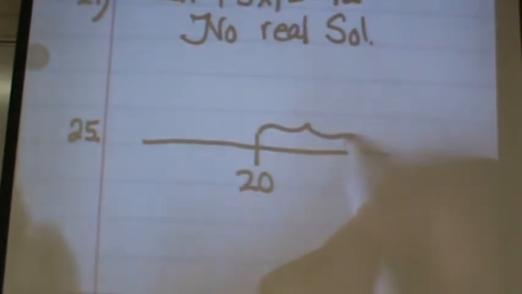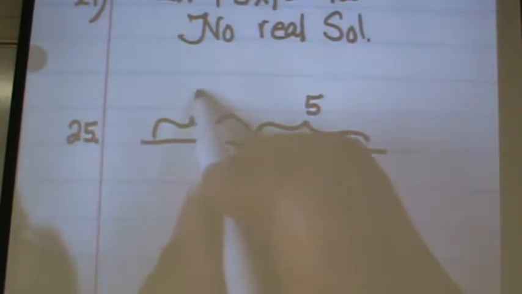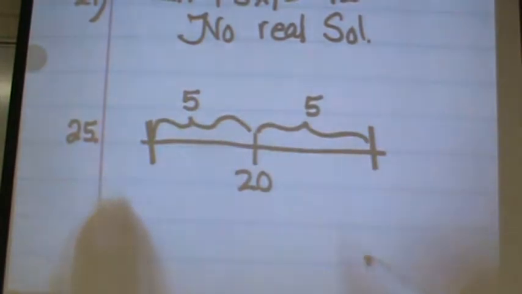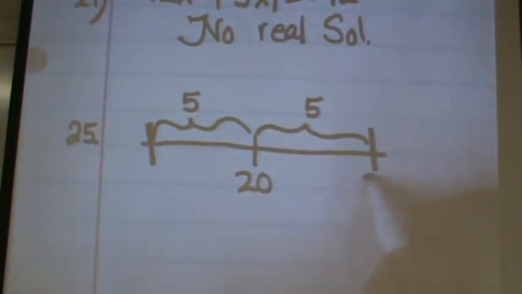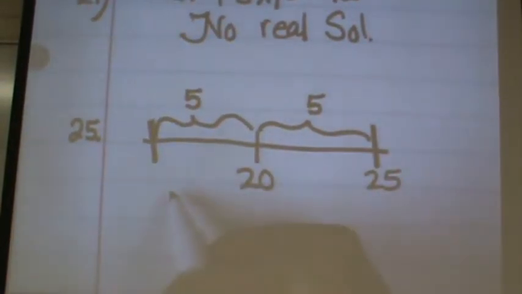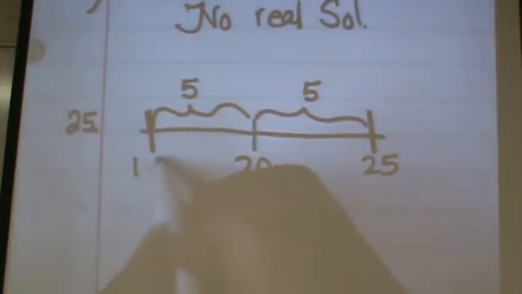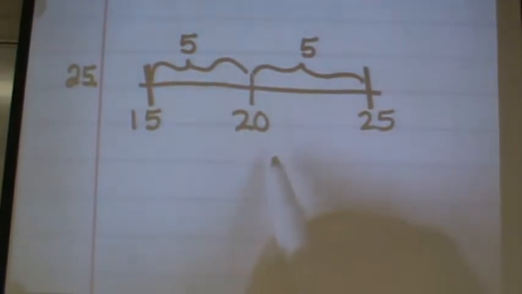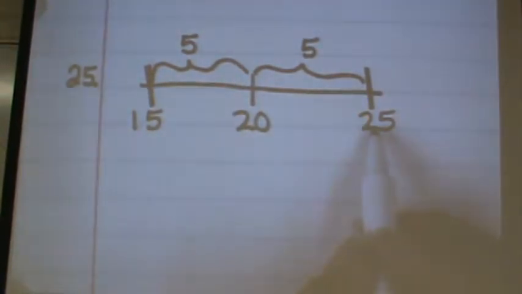So the true wind speed is 20. That's the middle number, but it can range. We can go 5 this way and 5 the other way. So what are these two critical numbers? If we add 5 here, we get 25. If we go back 5, we get 15. So the range of wind speeds is between 15 and 25. This is your halfway number, 20.